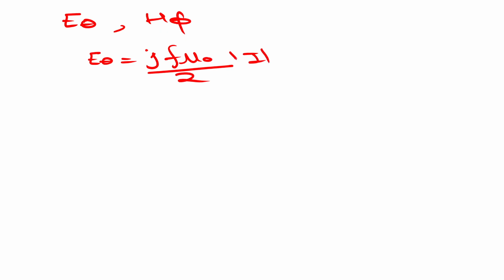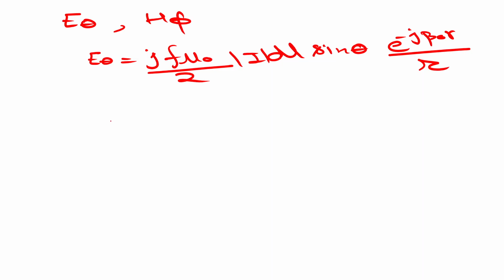So now in the far field only we have to calculate E theta and H phi. We can neglect other components because they are not significant. So E theta is given by j f mu naught by 2 ideal sin theta into e to the power minus j beta naught r by r. So from this we can calculate what is E theta.